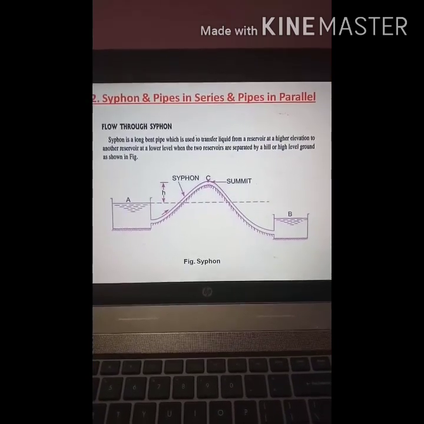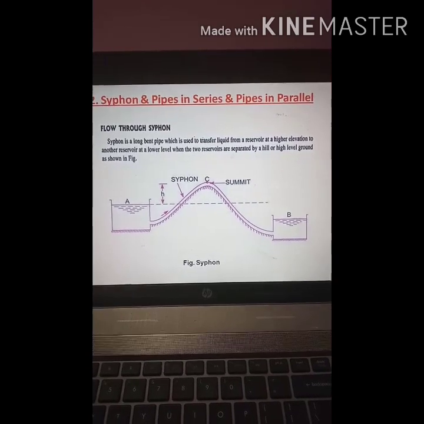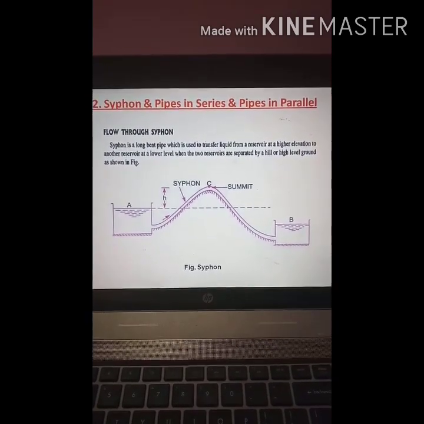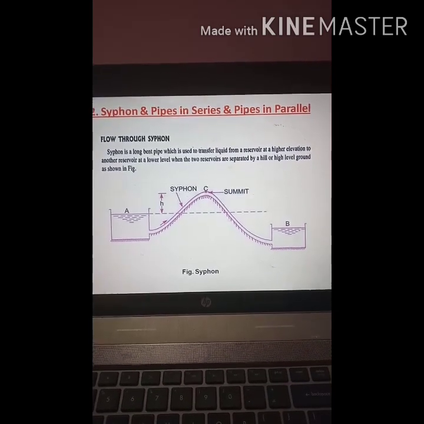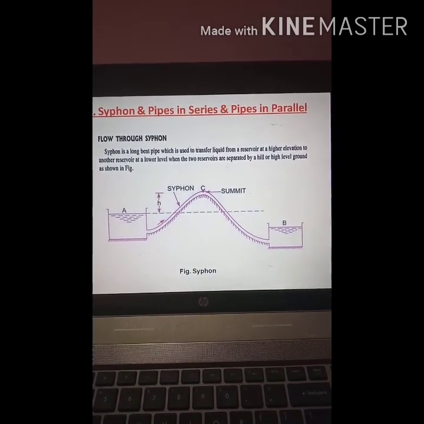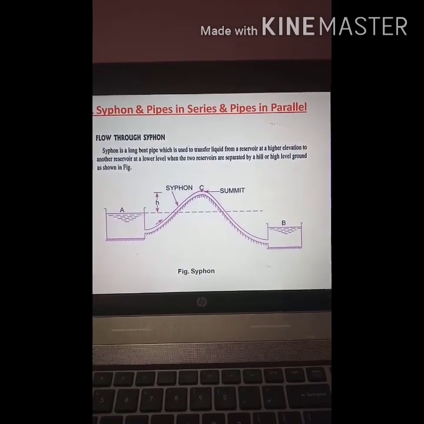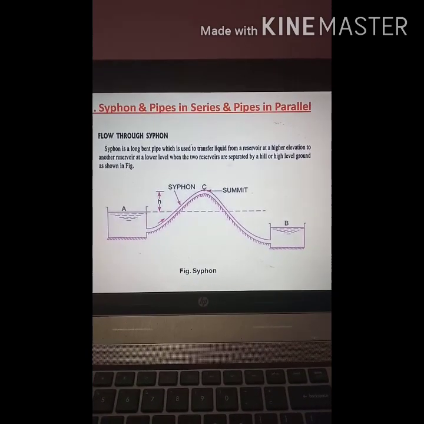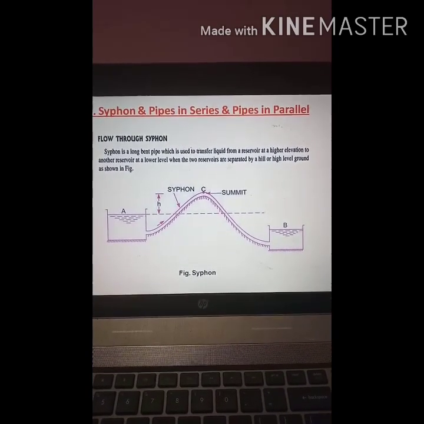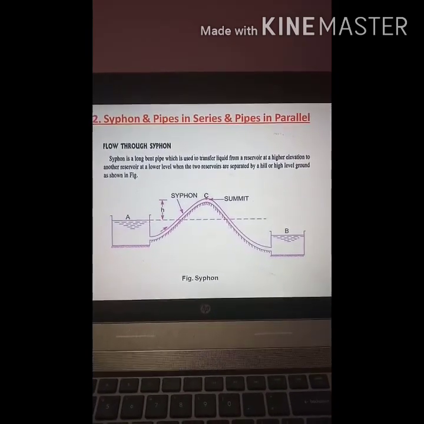Now, a siphon is a long bent pipe used to transfer liquid from a reservoir at a higher location to another reservoir at a lower level when these two reservoirs are separated by a hill or high level ground. It is as shown in the figure. From the figure, it is clear that there is a tank A and a tank B which have some elevation difference.